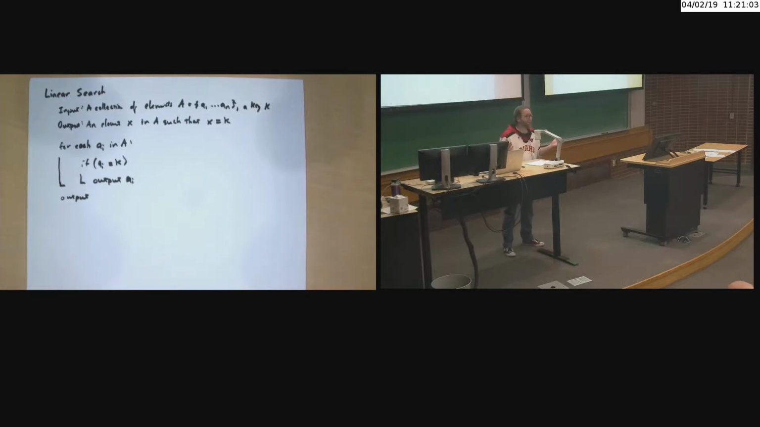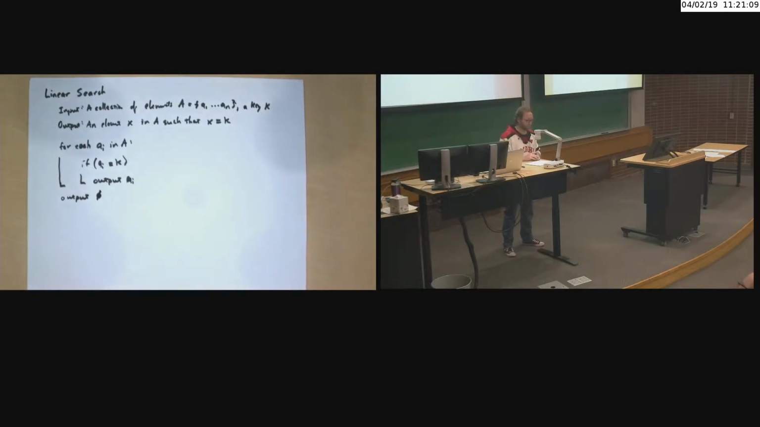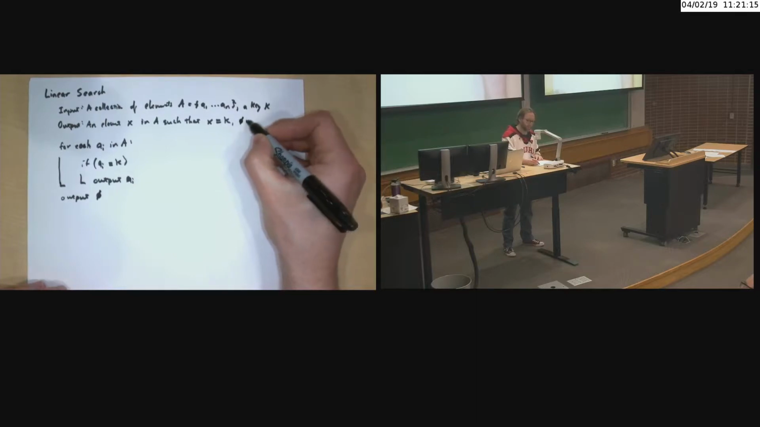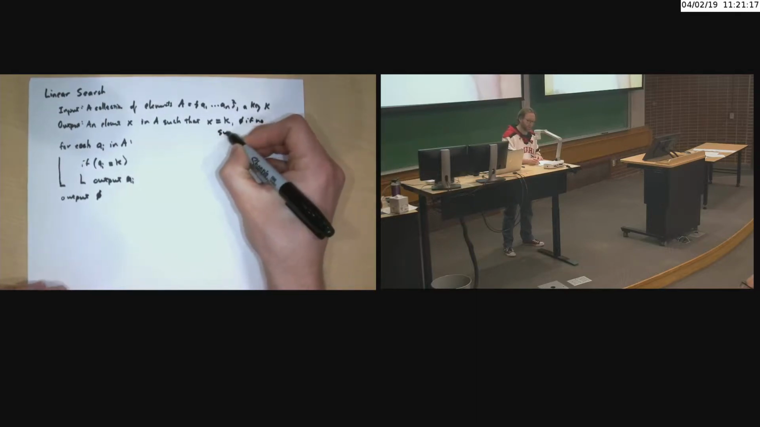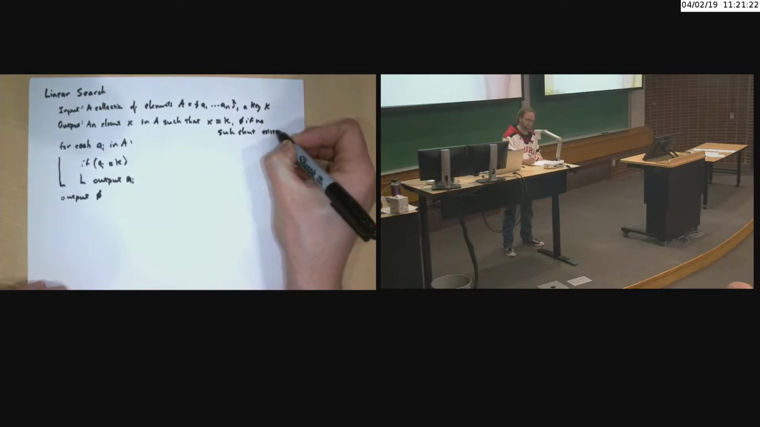What do I do here, though, in pseudocode? Well, I'm not going to do null or -1 or something like that. I'm going to do phi. Right? And so I'll be explicit about that up here. Phi if no such element exists. All right?